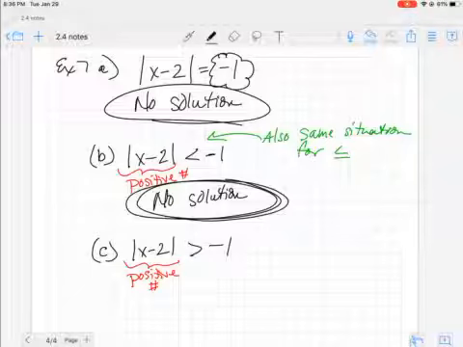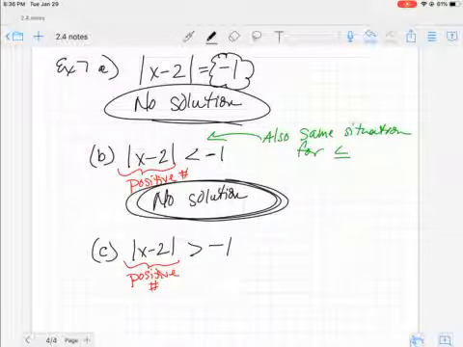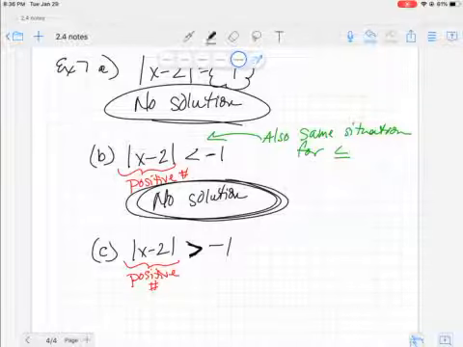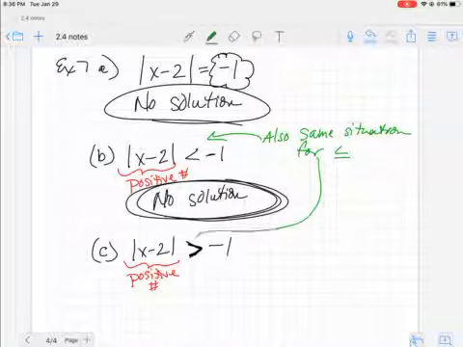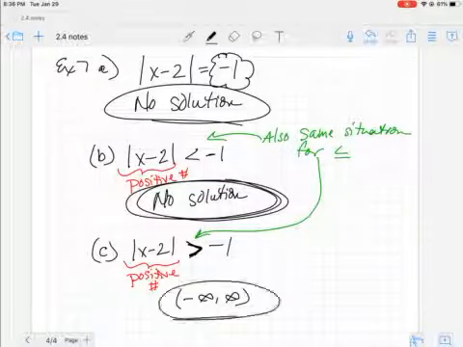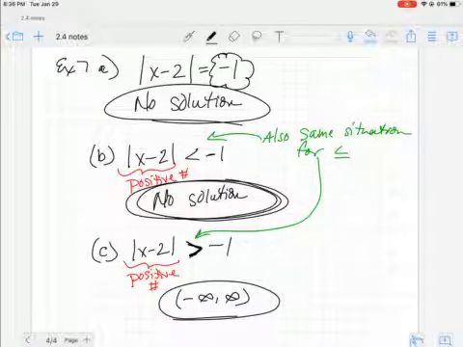So don't get lulled into the false sense that anytime you see a negative, it's automatically no solution. Because if the negative number is smaller, or, same thing because the word or happens there, same situation. This one is going to be from negative infinity to positive infinity. Because positive numbers are always, always, always greater than negative numbers.